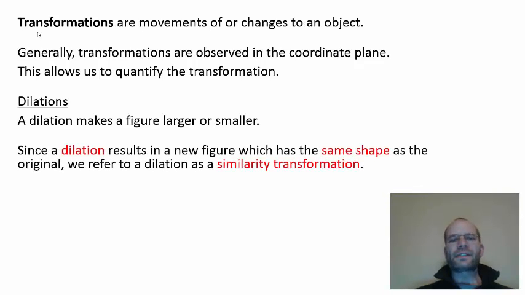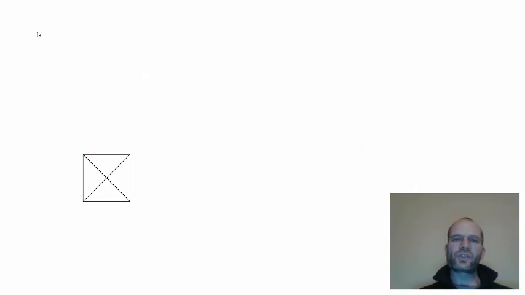Since a dilation results in a new figure which has the same shape as the original, even though it is a different size, we refer to a dilation as a similarity transformation. Why similarity? Well, because the two objects have the same shape. Take a look at this square. The square is some particular size on the screen, and we can dilate it, we can make it larger.